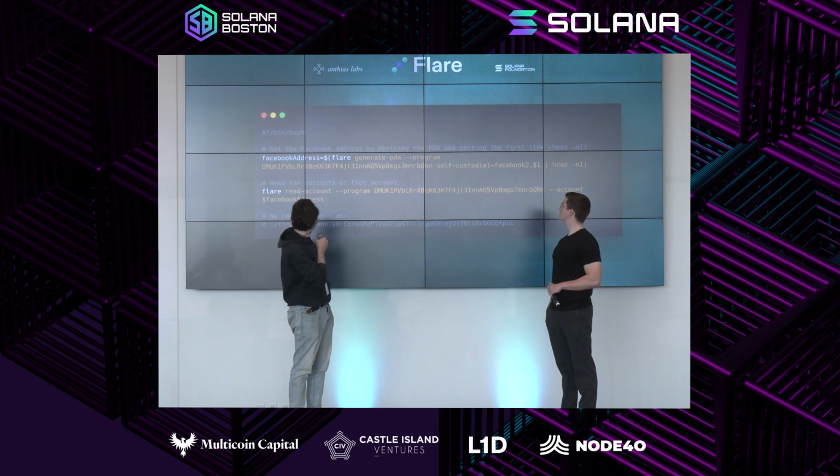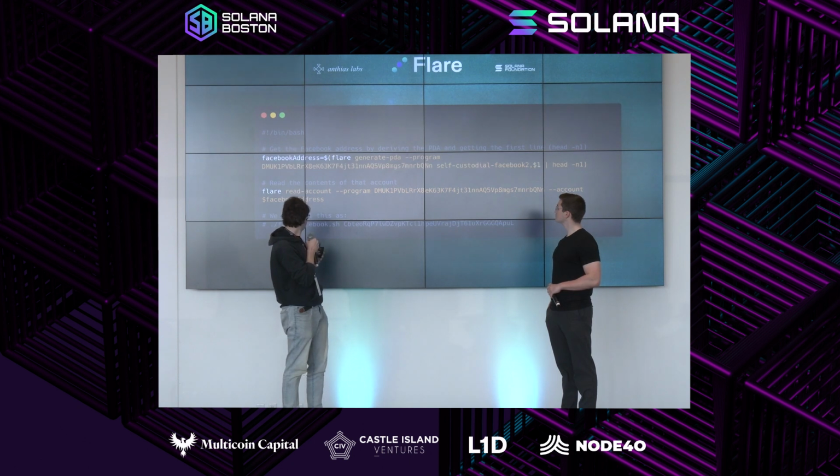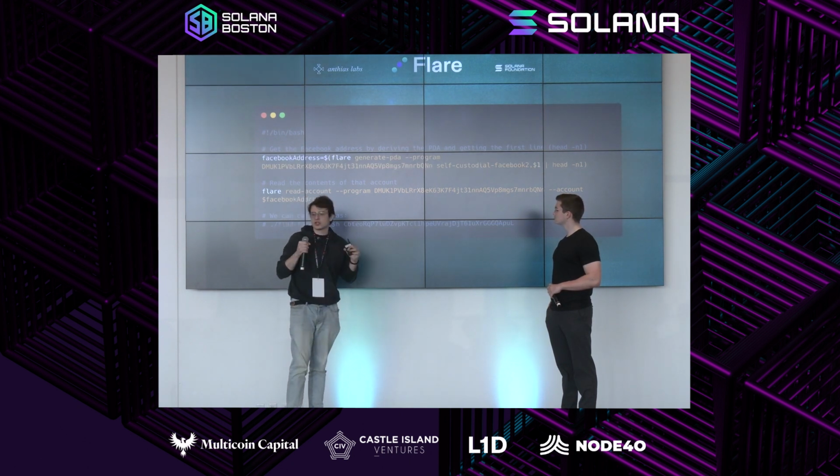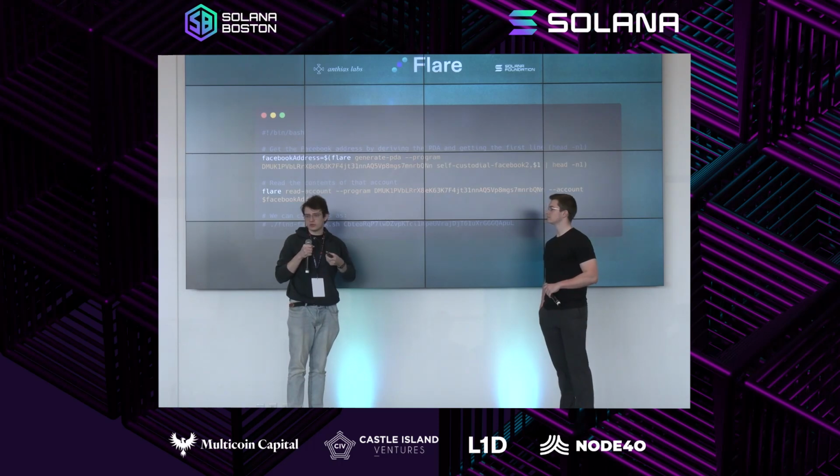So yeah, we first generate the PDA with Flare. We grab the first line to avoid the bump, and we pass that to the Flare read account command with our program and the Facebook address we derived here, and it will just return a JSON with the actual state of the Facebook account.